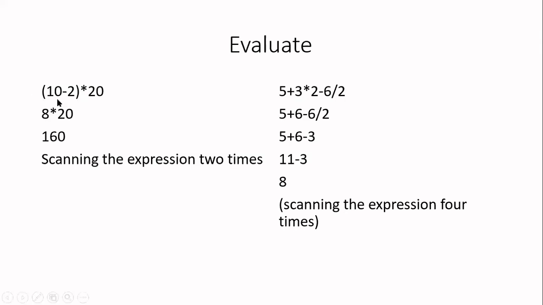Okay, so in this, first you will scan the expression one time. You will find 10 minus 2, the answer is 8. Then you will scan the expression one more time. You will find now 8 multiplied by 20, answer is 160. So here we are scanning the expression two times because we have two operators. Now let us see this case. Here in this expression, I have totally 4 operators. So I'll be scanning the expression 4 times to find the answer.